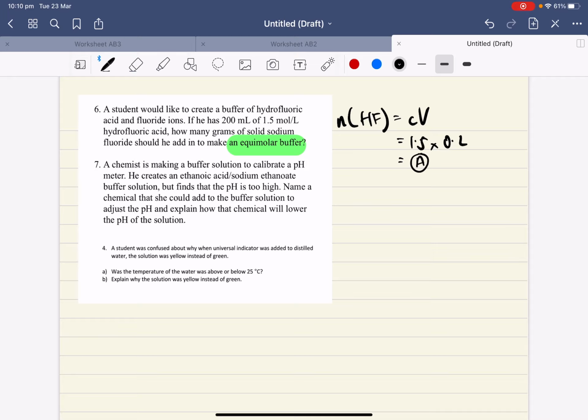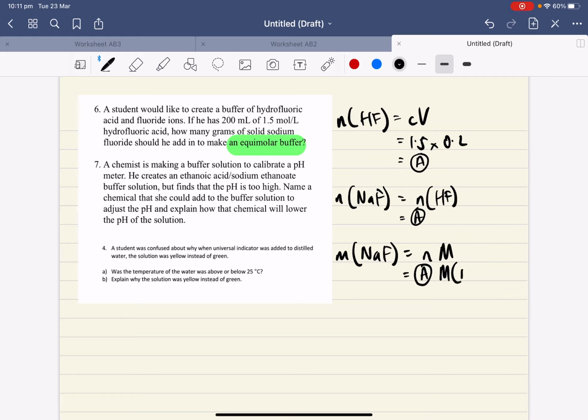Okay, once I have that, in terms of making a buffer, I need to add the conjugate base of hydrofluoric acid, which happens to be the fluoride ion. But remember, I can't just add fluoride ions by themselves. I have to add them in some sort of salt because the fluoride ions don't exist by themselves. So the most appropriate salt would be sodium fluoride, which is why it's listed there. I would need the same number of moles of sodium fluoride as the number of moles of HF because I want it to be equimolar, so it's that value A. Since I need a mass, the mass of sodium fluoride would be equal to n times big M, so A times whatever the big M of NaF is, which would get me some value in grams.